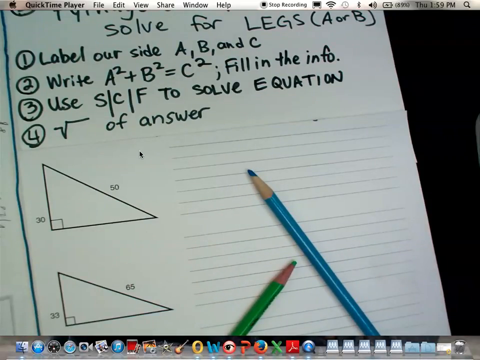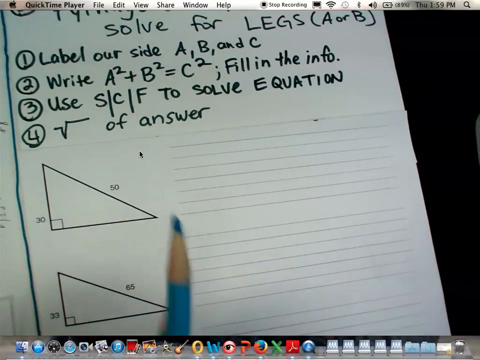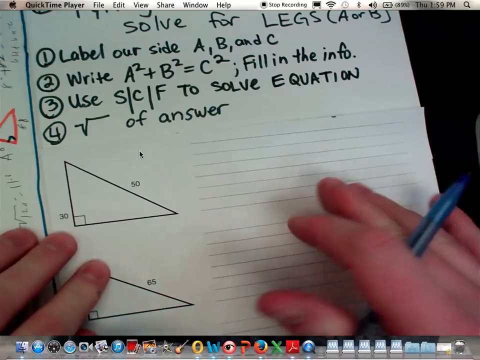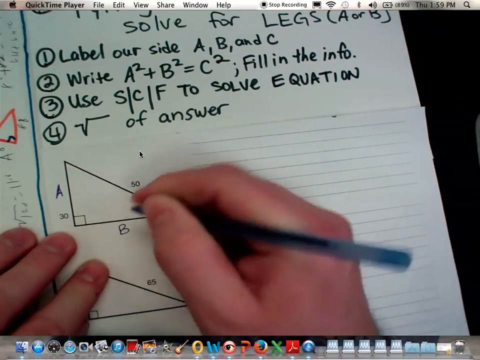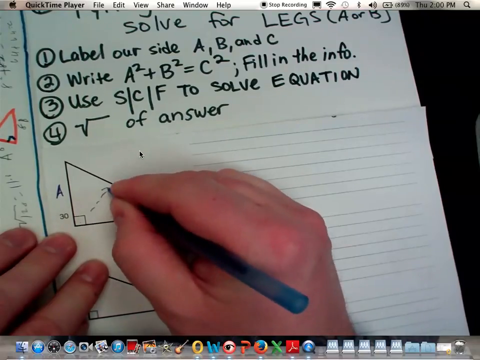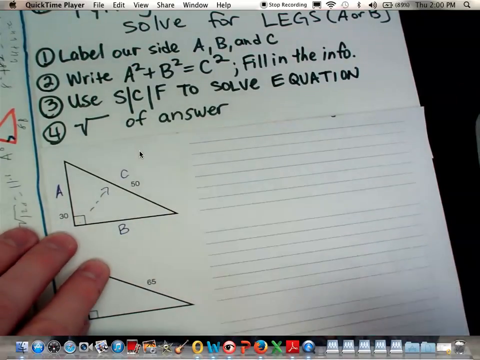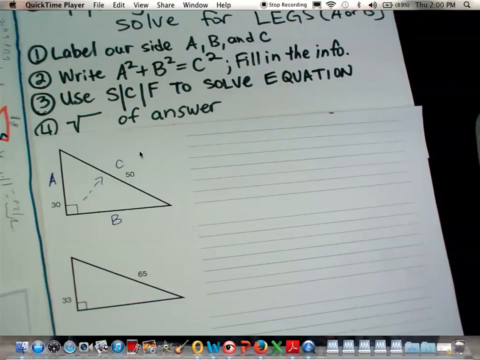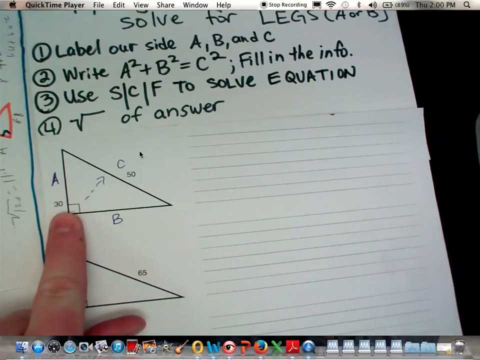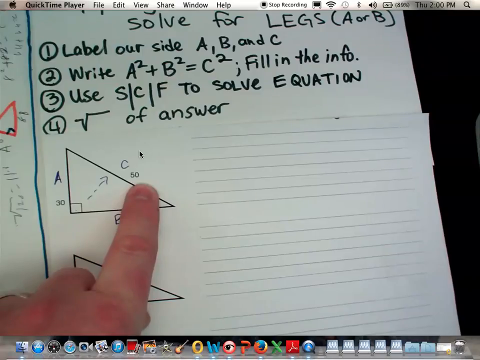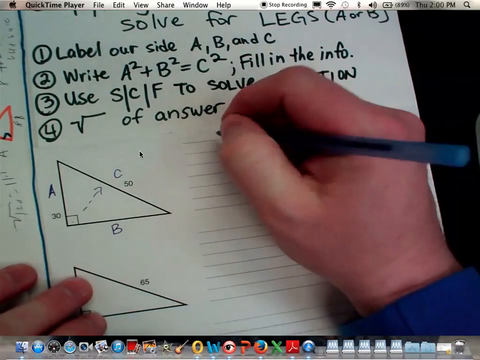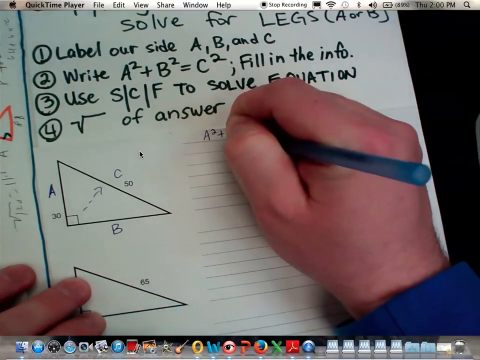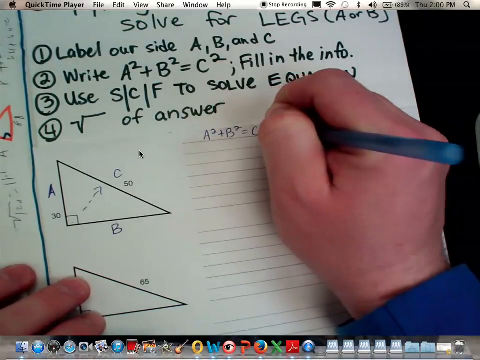Okay, so let's go ahead and do step number 1. It says label our sides A, B, and C. If you remember, this right here is always going to be the A. This is the B, and going across from the box is going to be the C. There's the hypotenuse, the very longest side. When I look at these, I see that I've got an A, which is 30. I've got a C, which is 50. It looks like we're trying to solve for the B. So I'm going to write down my formula here and fill it in. A squared plus B squared equals C squared.